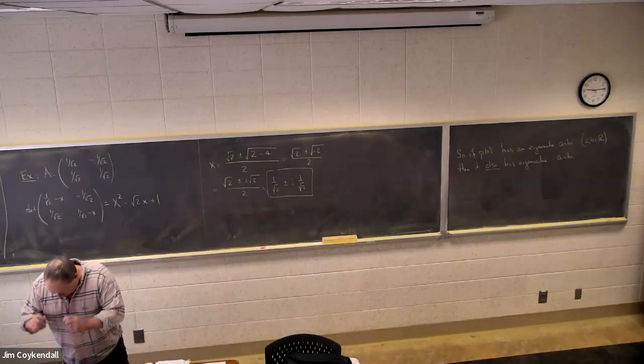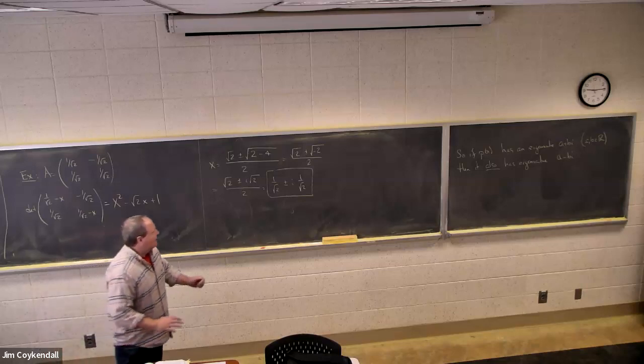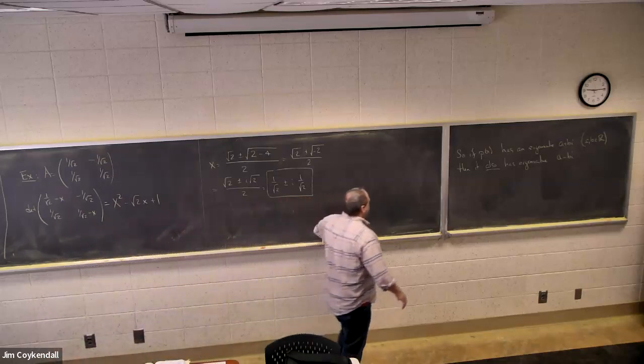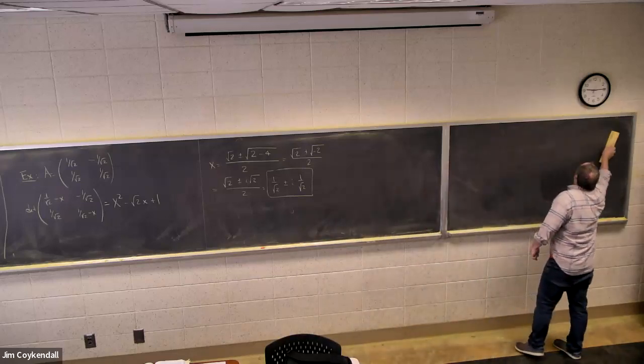I don't want to dig deeper on this one. So let's do this. Let me find the eigenvector for one of them. Then I'm going to do another example where I go in depth. I'm going to come back to that example quite a bit.